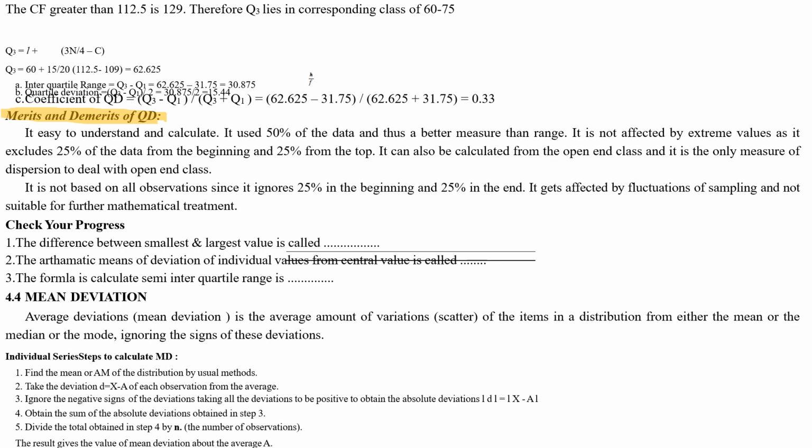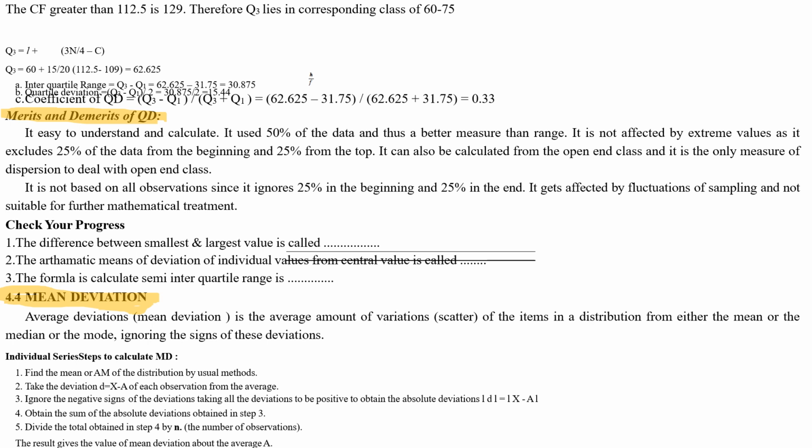Okay, so then we go for mean deviation. What is mean deviation? Mean deviation is the average deviation, the average amount of variation of the items in a distribution from either the mean or the median or the mode, ignoring the signs of these deviations. It's an average deviation. Average deviation is the mean deviation, the average amount of variations. For variations also, we have to take the average.